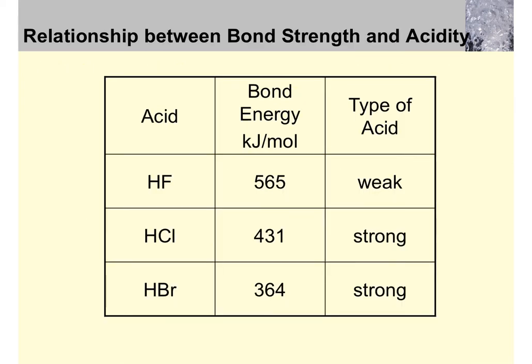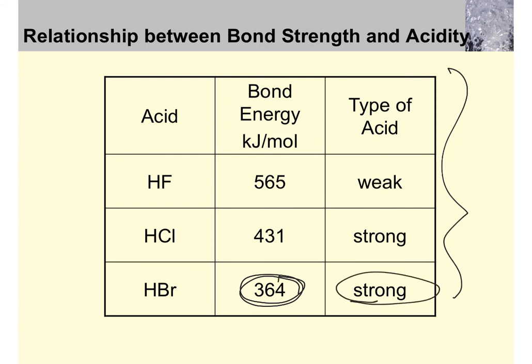This is, again, saying the same thing that I just did in the last slide. It's just that some people respond better to tables than drawings. So obviously, as the bond strength decreases, that substance is going to become a stronger acid.